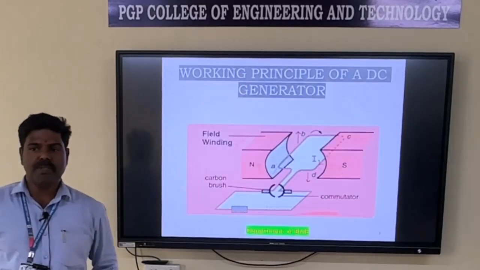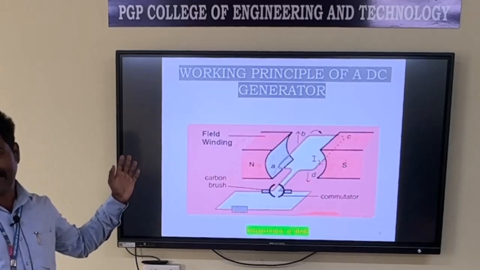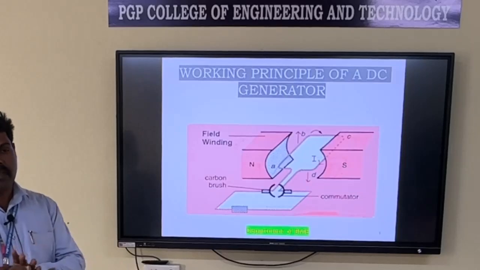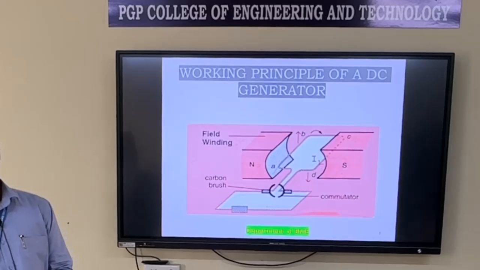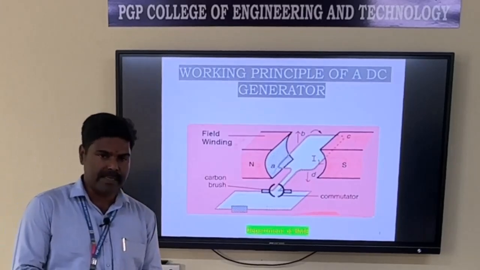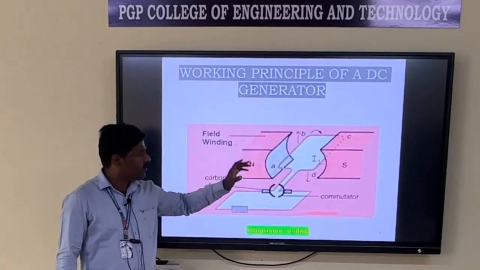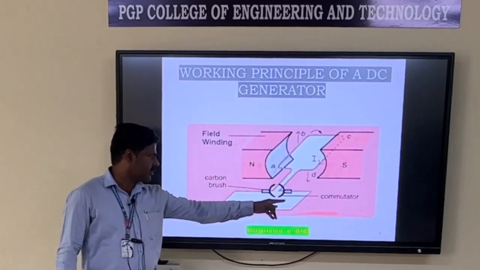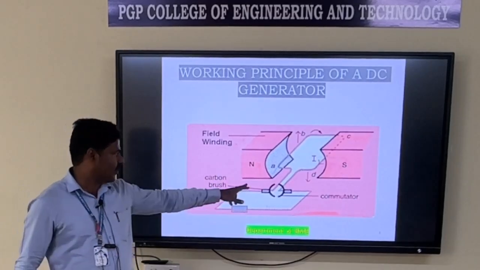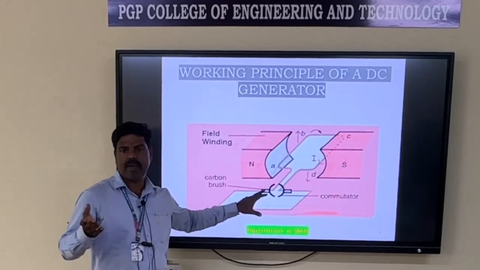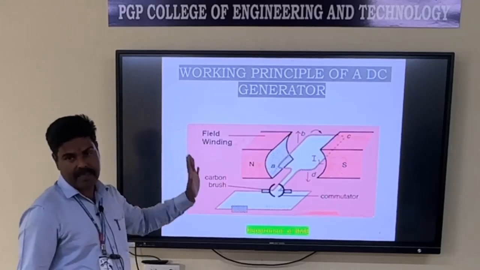Here is the working principle of the DC generator. A DC generator works under the principle of Faraday's law of electromagnetic induction. Faraday's law of electromagnetic induction means whenever a conductor cuts magnetic flux, an induced EMF is produced in it. That induced EMF causes current to flow if the conductor circuit is a closed circuit. If the conductor circuit is open, there is no current flow through the coil. This is the working principle used in the DC generator.